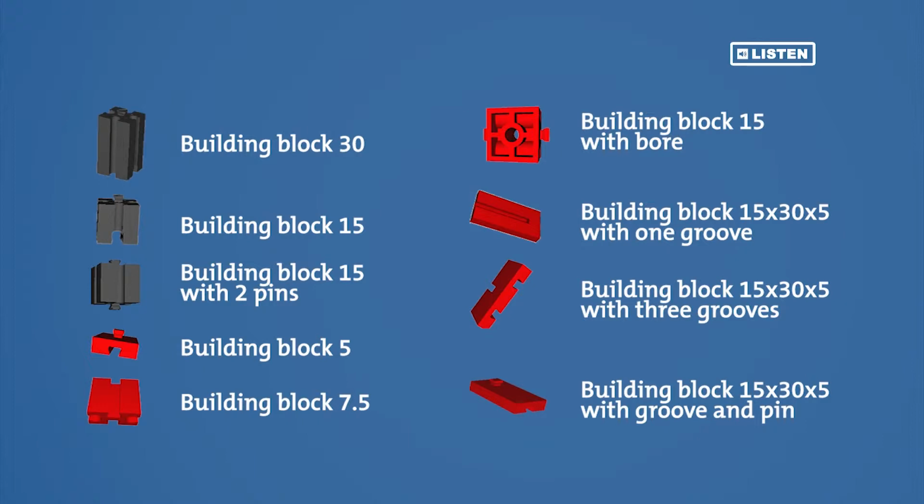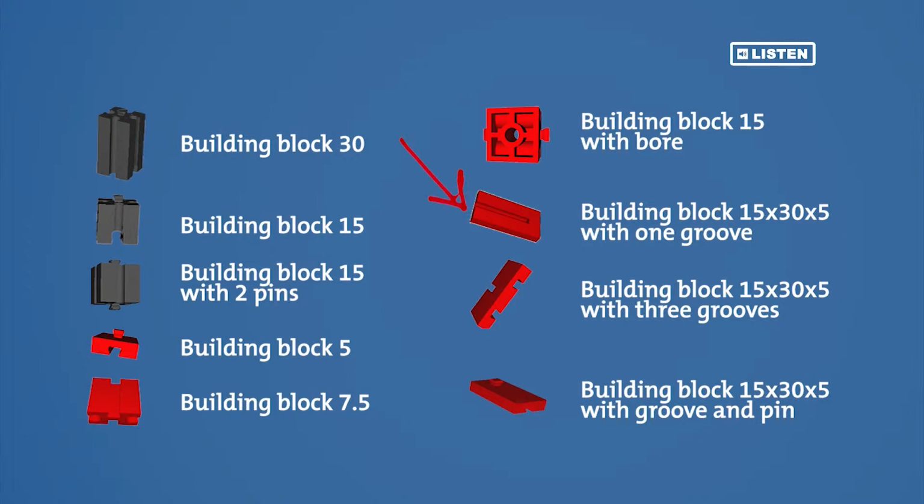As you have learnt, this is a building block 30. This is a building block 15. This is a building block 15 with 2 pins. This is a building block 5. This is a building block 7.5. This is a building block 15 with bore.